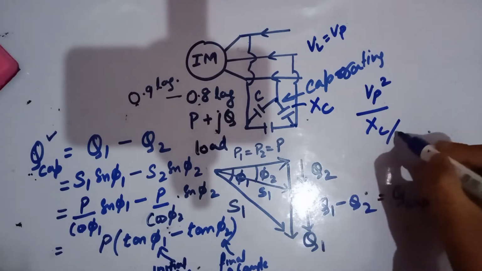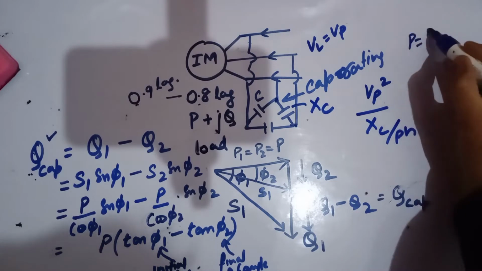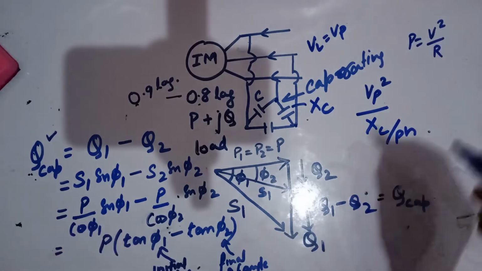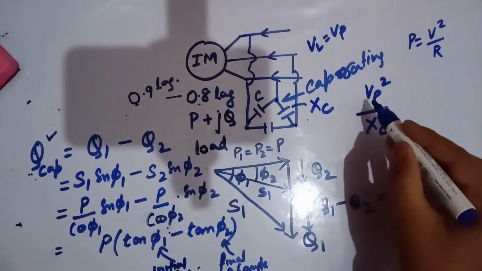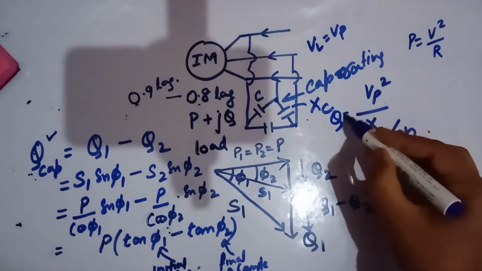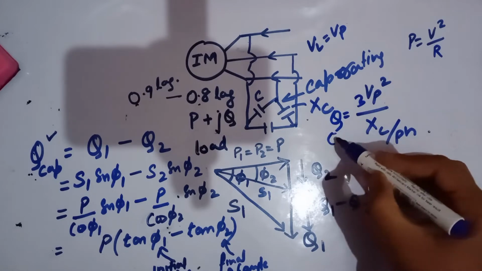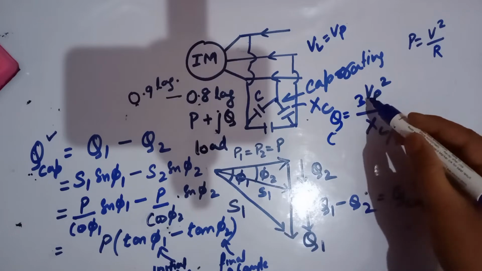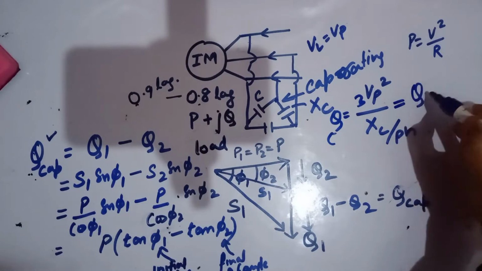And Xc is per phase. So you can use your formula, P is equal to V square by R. From this formula I replaced R by Xc. So this is your Q for single phase. Now if you want three phase power, you multiply by 3 and you will get Q three phase, and this three phase power is equivalent to your Q capacitance.